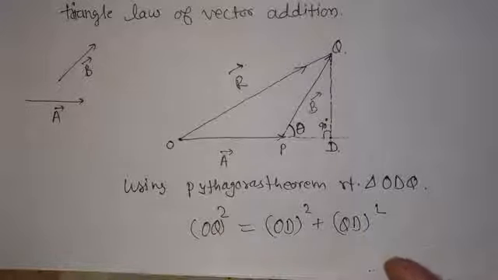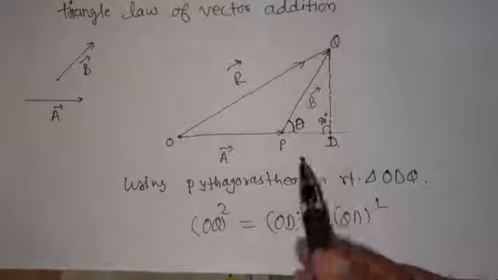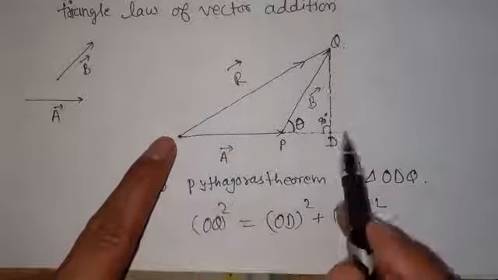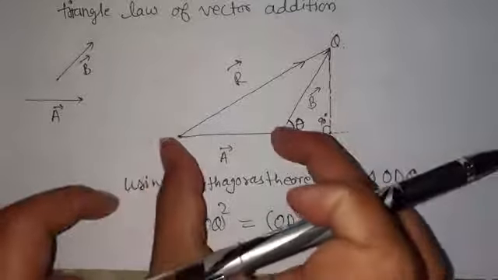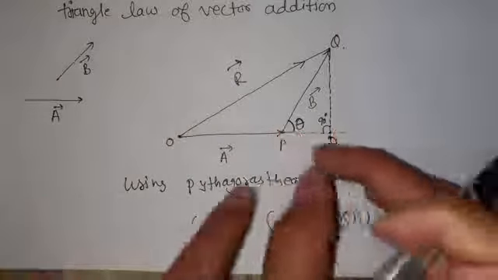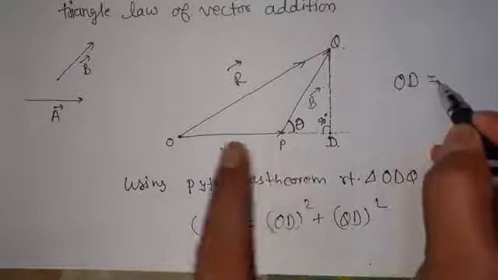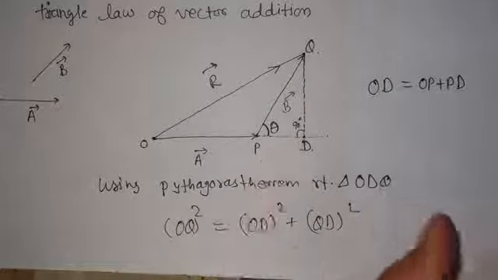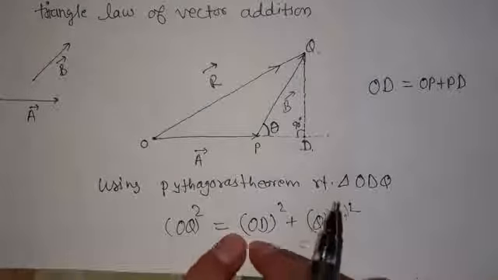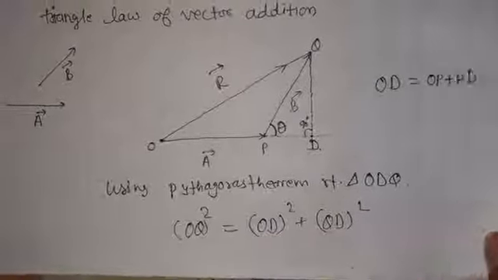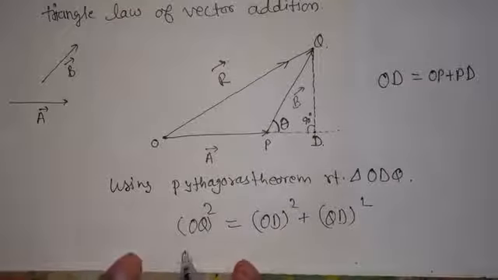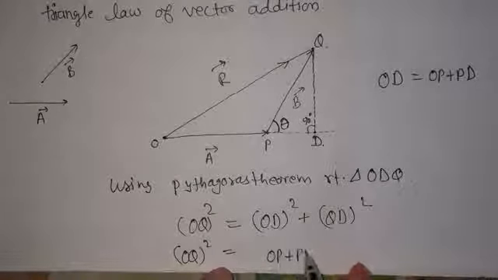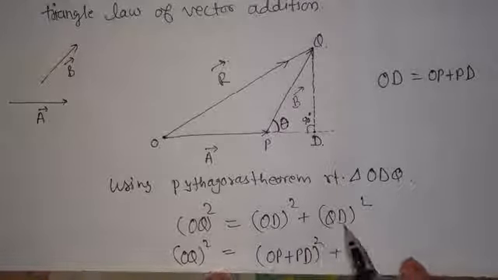Okay, now over here if we look at OD, we will find that it is the sum of two small terms. We can see that OD is the sum of OP and PD. Can we write this now in place of OD? So thus I will have OQ square is equal to OD, meaning (OP plus PD) whole square plus QD square.